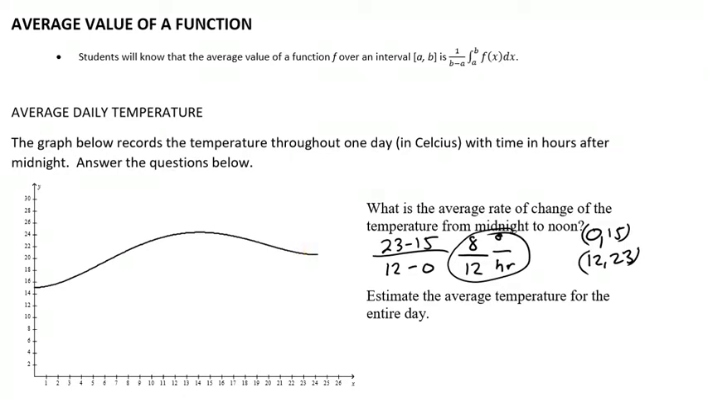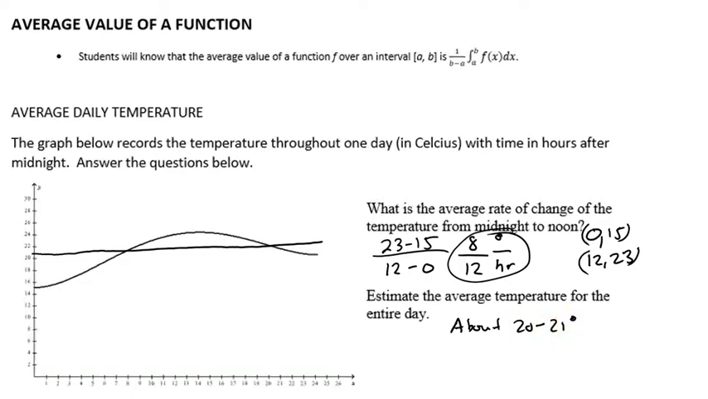So what if I did about 21? That'd be a little lower than that, 20 or 21, somewhere in there. Okay, so how about 20 to 21 degrees? And again, we're just estimating, thinking about what we think the average might be for the day.